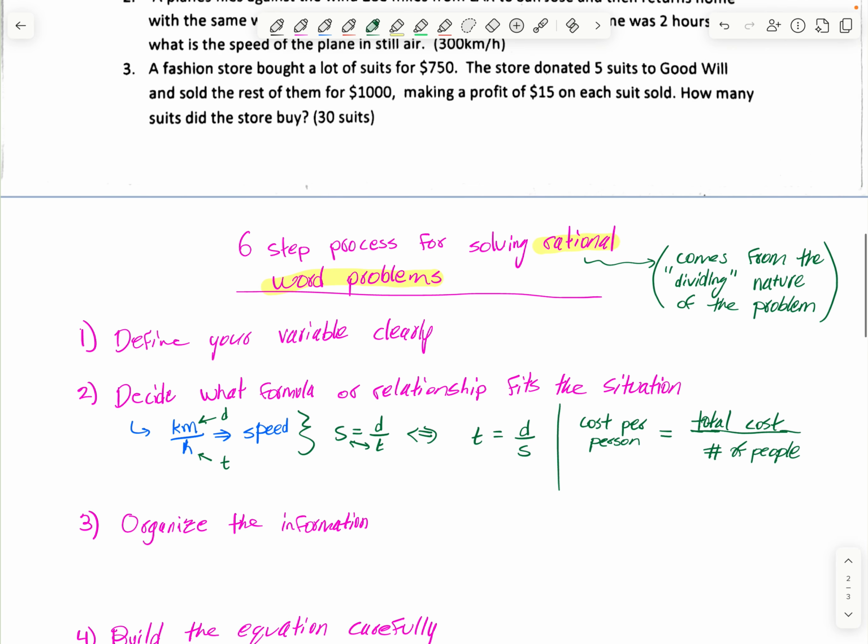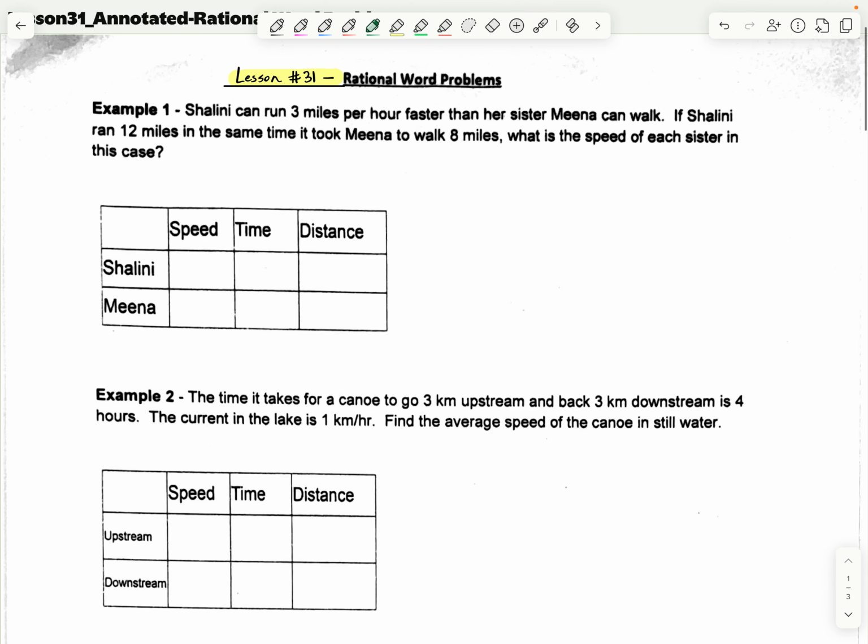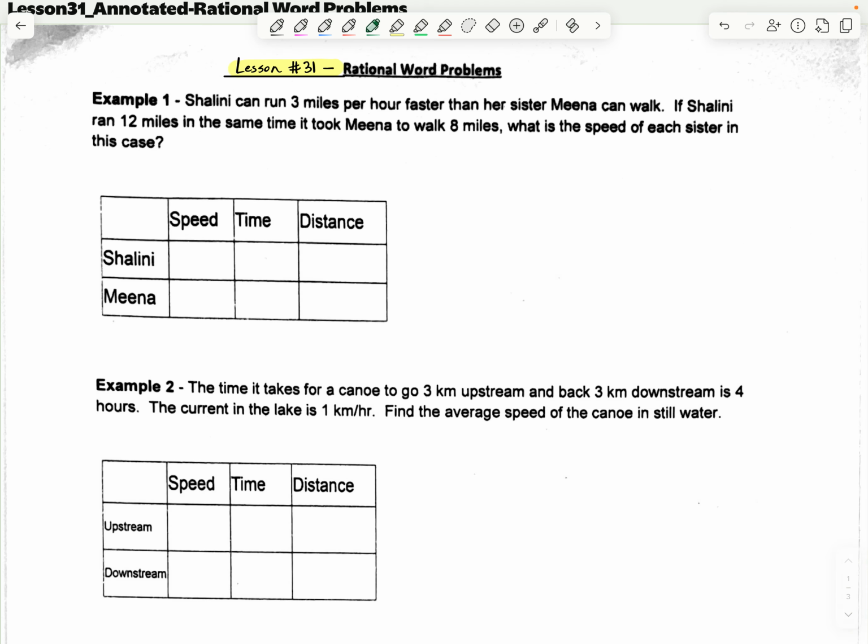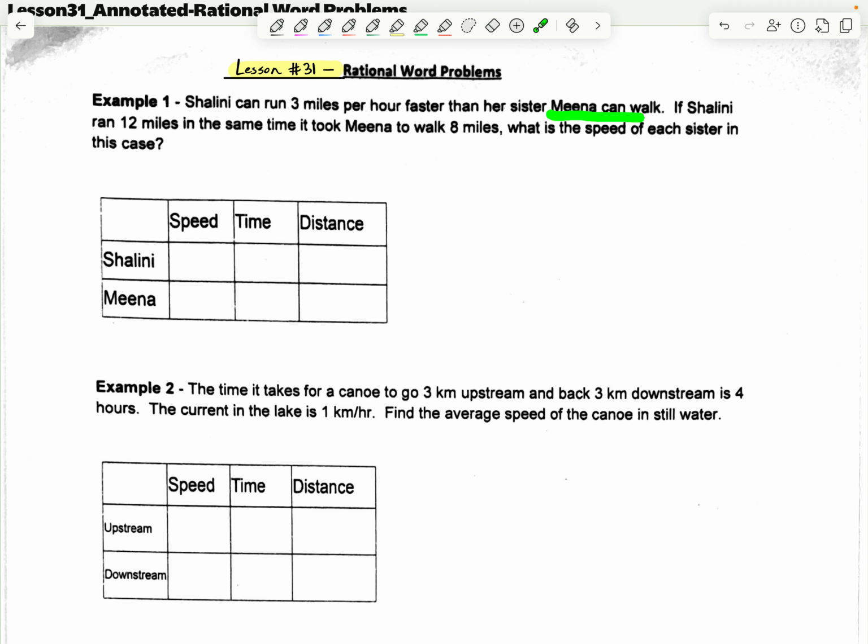Okay, all right. So starting with example number 1. So let's read the problem first. So here I have Shalini can run 3 miles per hour faster than her sister Mina can walk. If Shalini ran 12 miles in the same time it took Mina to walk 8 miles, what is the speed of each sister in this case? And we have a table here that's given to help us organize the information.